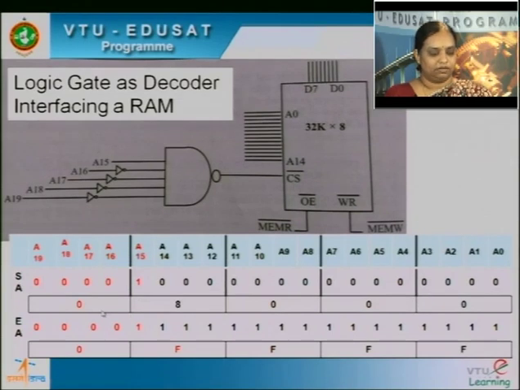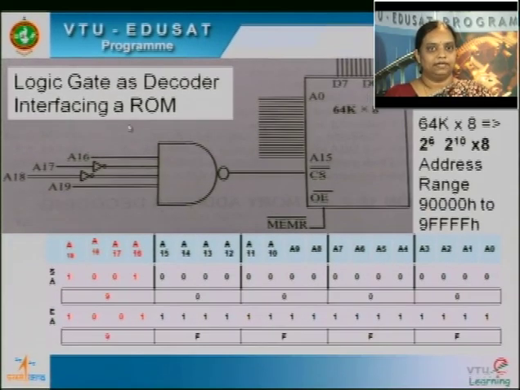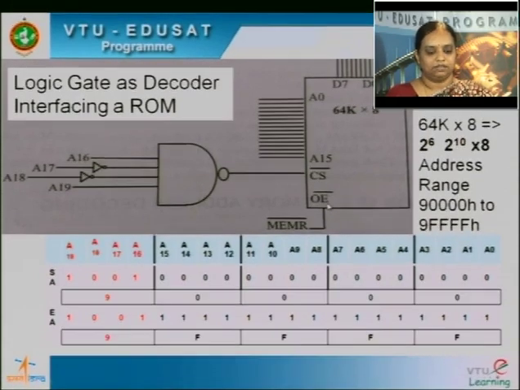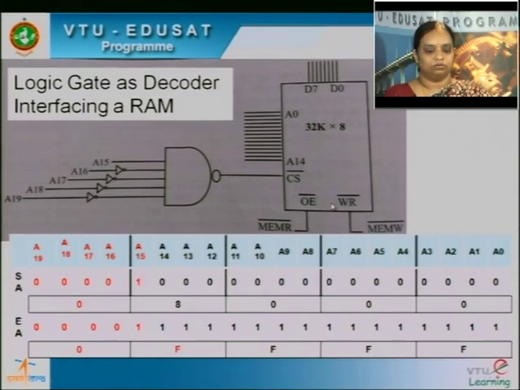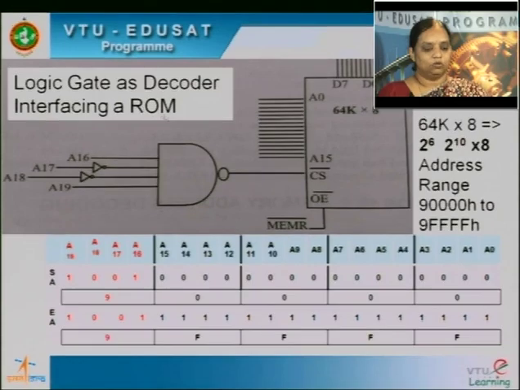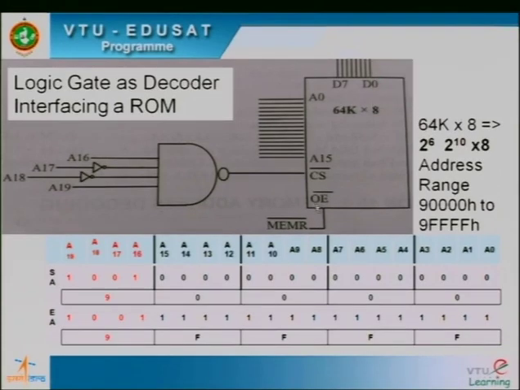So this is 0, this is 8, and this is my starting address, and once again this is 0, these are all ones, 0FFFF is the ending address. So that is the range for this particular example. One more example wherein you have the same NAND gate, it's interfacing a ROM. The only difference is that in the previous example you have two control signals, output enable and write bar. Here, since it is a ROM, the read bar signal is known as output enable, so there is only one signal that we have.